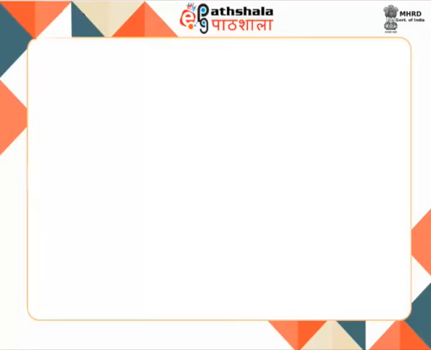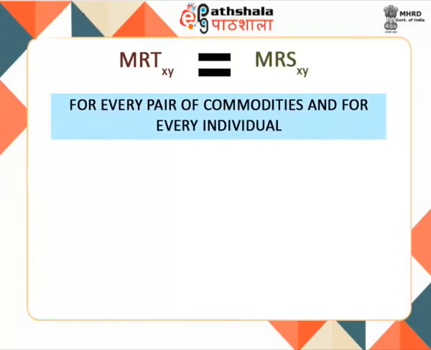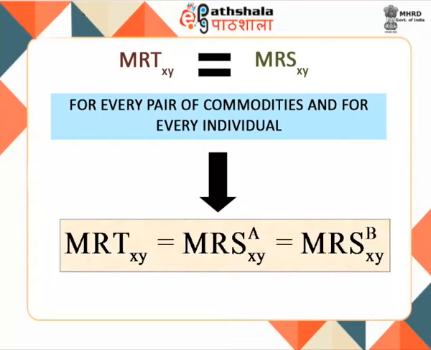This gives the equilibrium condition for production and exchange simultaneously. That is, it requires equality between marginal rate of transformation (MRT) in production and marginal rate of substitution (MRS) in consumption for every pair of commodities and for every individual, that is, marginal rate of transformation of X for Y is equal to marginal rate of substitution of X for Y by individual A is equal to marginal rate of substitution of commodity X for Y by individual B.